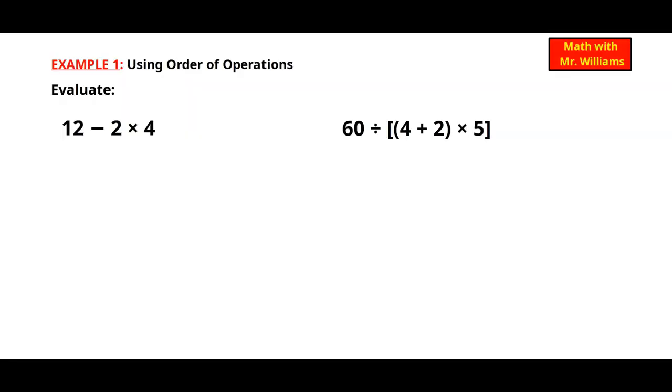Math with Mr. Williams. Example 1. Using order of operations. Evaluate. So the first one we have 12 minus 2 times 4. So we're going to focus on using PEMDAS. So our first step is to deal with any parentheses.